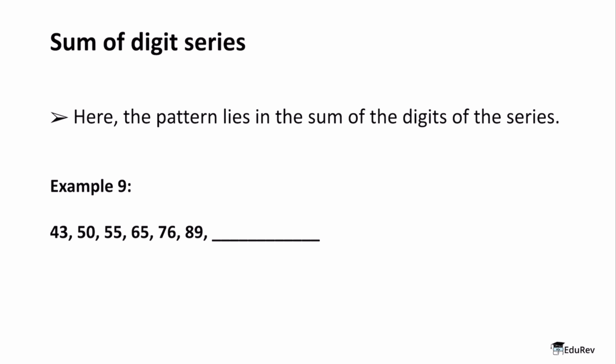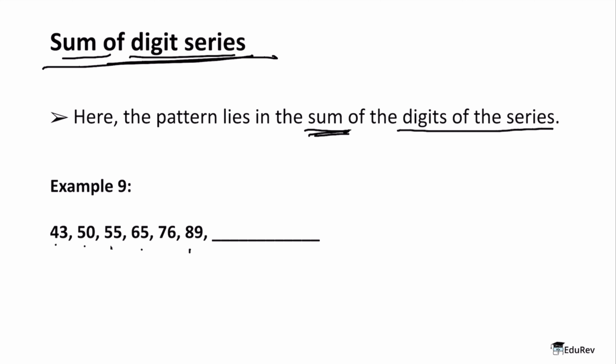Now let's look at our last type of series, which is the sum of digits series. Here the pattern lies in the sum of the digits of the series, as the name suggests. Let's look at an example to understand this type of series better. Here our example number 9 states 43, 50, 55, 65, 76, 89.